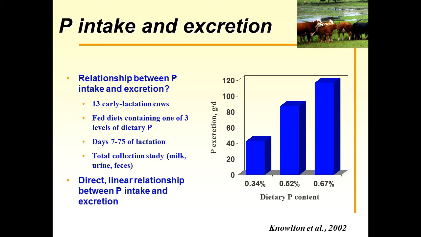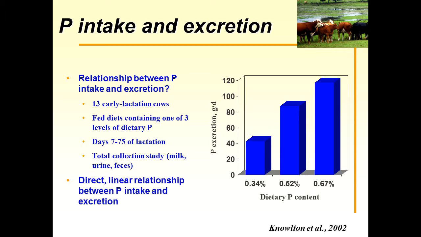The data shown on this slide is the very first research study I did when I came to Virginia Tech. I had 13 early lactation dairy cows. I think I had 13 students working for me to collect the manure samples from these cows, and they collected every bit of urine and feces that those cows excreted while I fed them 3 different levels of dietary phosphorus. 0.34, 0.52, which was the average that we were seeing in the field, and 0.67% phosphorus, which we had some herds that were feeding that much phosphorus.